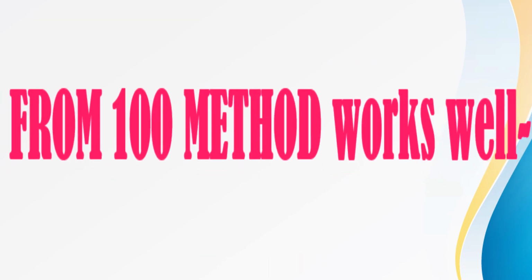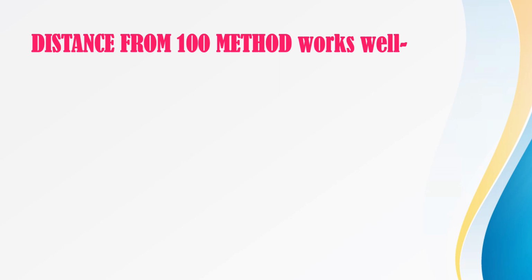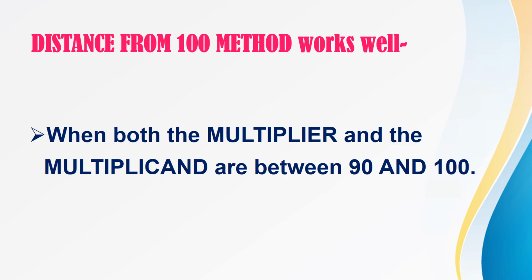Note that the distance from 100 method is an excellent and extremely simple trick for mental 2 by 2 multiplication when both the multiplier and the multiplicand are between 90 and 100. I will show you why this method works well only for such a short range of numbers.